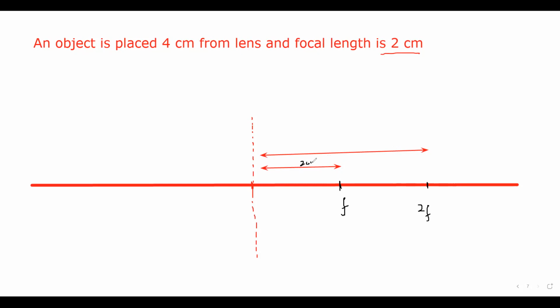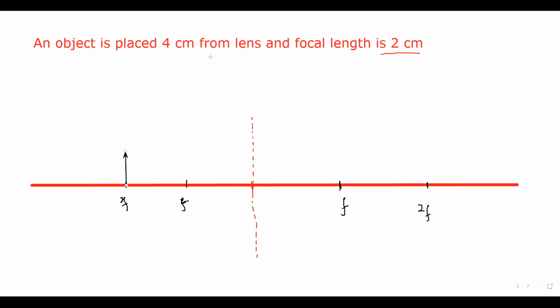So this will be 2 centimeter, and 2F is always double. So if the focus is 2 centimeter, 2F will be 4 centimeter. And we do the same thing on the other side, 2 centimeter and 4 centimeter. So 2 centimeter will be F and 4 centimeter will be 2F. Now the object is placed 4 centimeters away. So if the object is placed 4 centimeter away, it means the object is placed on the 2F.